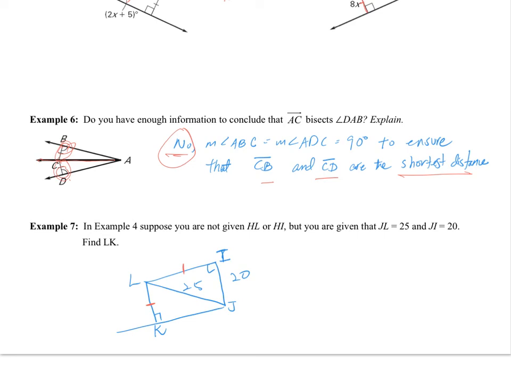Example 7. In example 4, suppose you are not given HL or HI, but you are given that JL is 25 and JI is 20. Find LK. Remember, L is the incenter, and LJ is one of the angle bisectors of the triangle. This picture is not drawn to scale, but you have to remember that LI is equal to LK, because they are the shortest distance to two sides of this triangle. So by using the Pythagorean theorem, we can first solve for LI. I'm going to first simplify this, so again, 5, 4, so LI must be 3 times 5, which is 15. I need to multiply 5 back, and since LI is 15, then LK must also be 15.